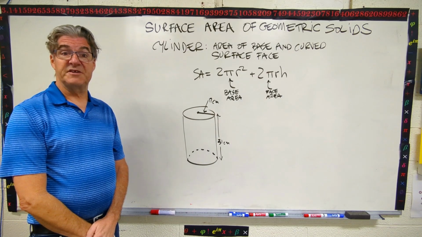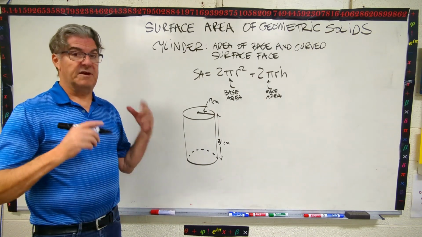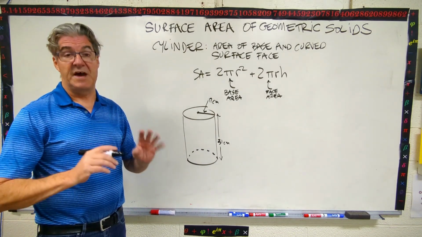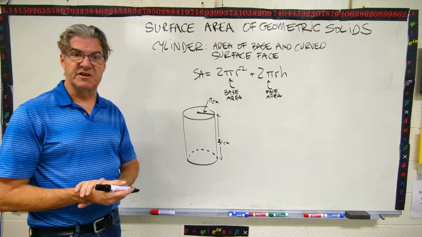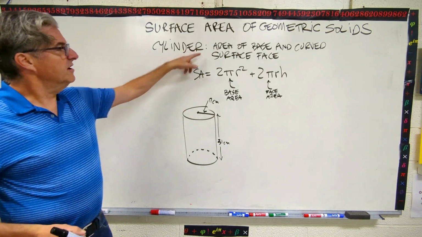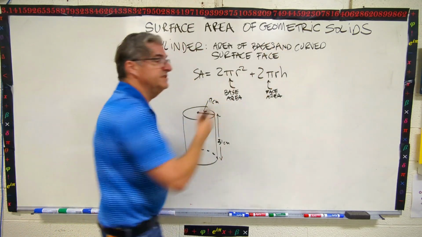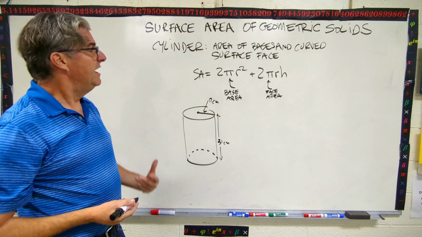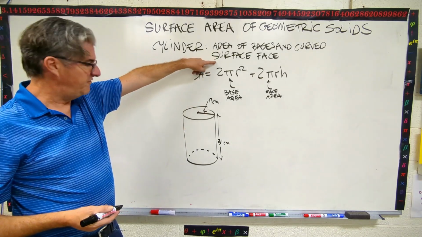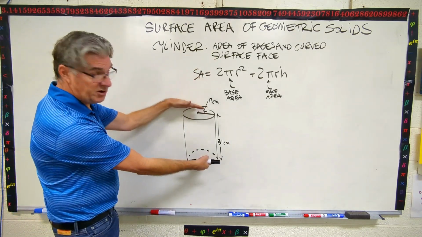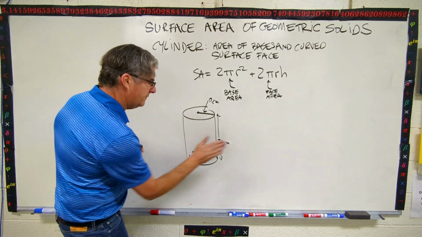All right, let's take a look at a cylinder. Now we're getting to the place where we have straight up plug-in type formulas for calculating surface area. So let's check this out. A cylinder, again, surface area of the base, that would be bases. There's 2 bases for a cylinder, and the curved surface face. So we have these 2 circle bases, and then we have this curved surface that's wrapped around.